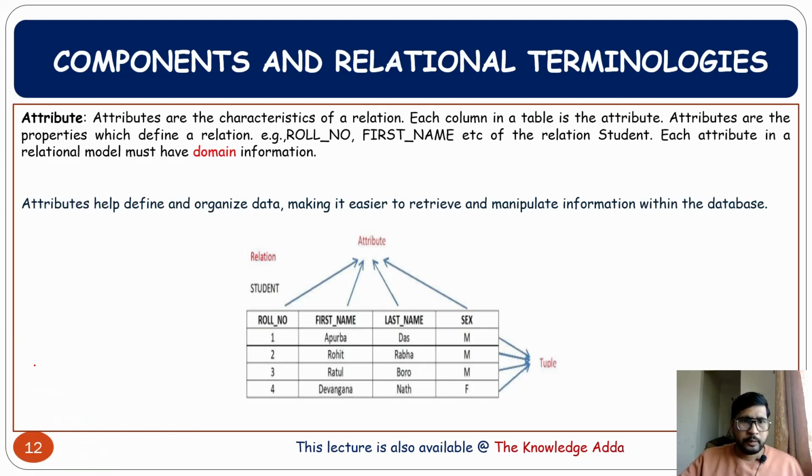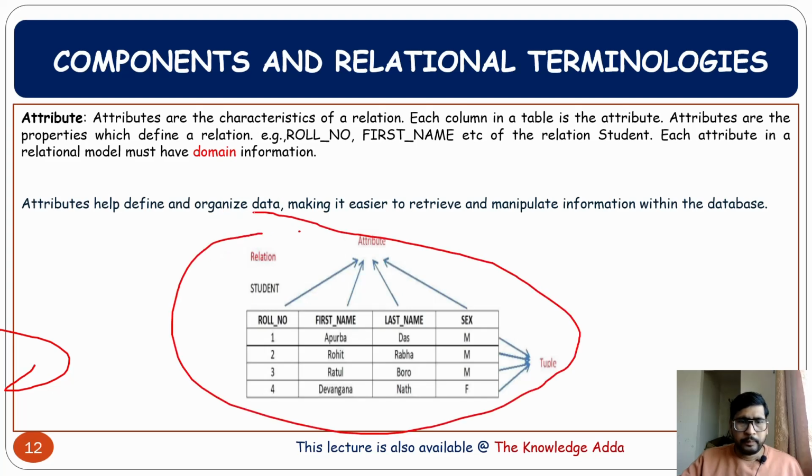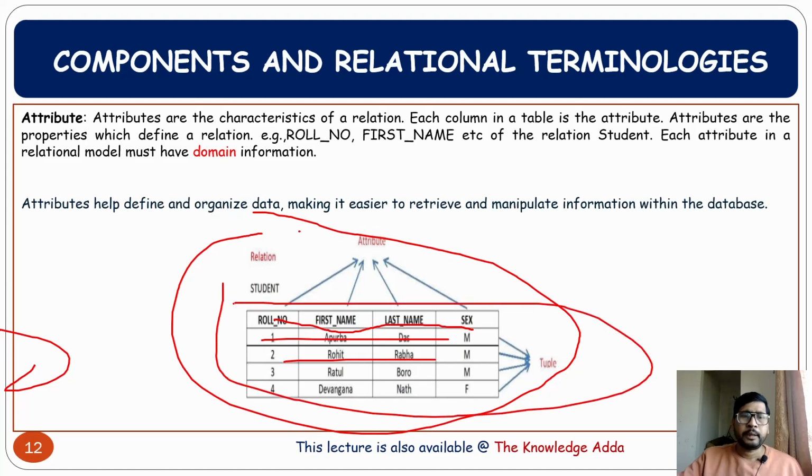Now just see here. This is a table. This is the attributes, the column names. This is a record, which is called a tuple. And this whole thing is a relation, meaning a table.